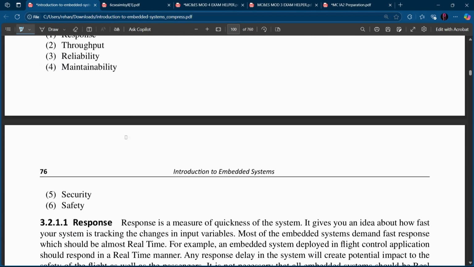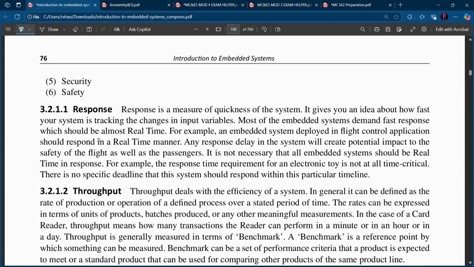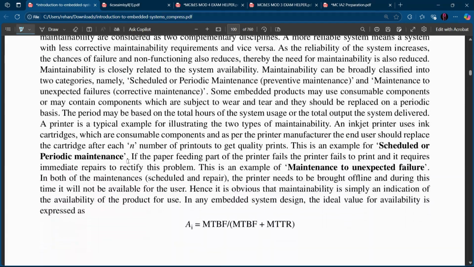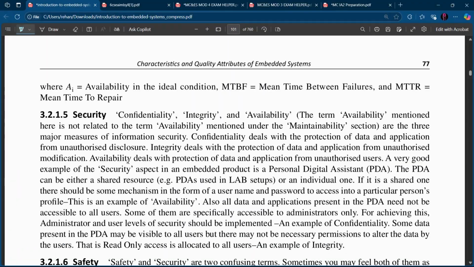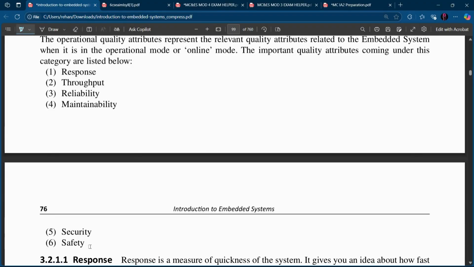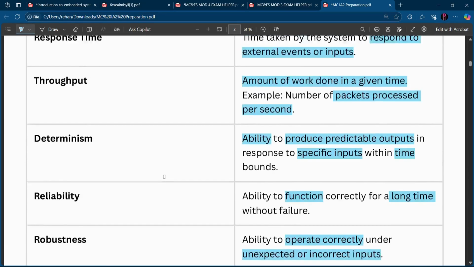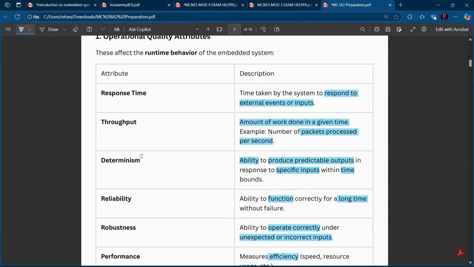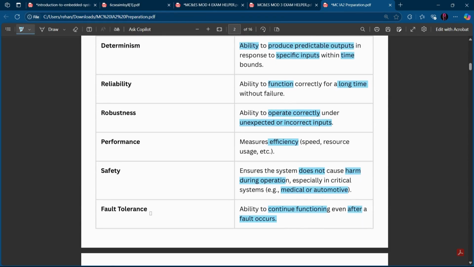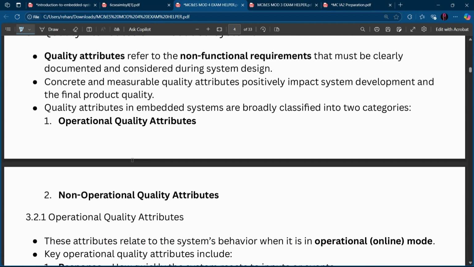In the operational, you have these six things, although you can add a few more things into it. Each of these things is explained in the textbook. Just remember, in the textbook they have mentioned six, although sometimes you can see more than that. Here we have 3, 4, 5, 6, 7, 8. We don't have maintainability. We have fault tolerance, performance, robustness. Okay, we'll see in the notes which we have prepared.